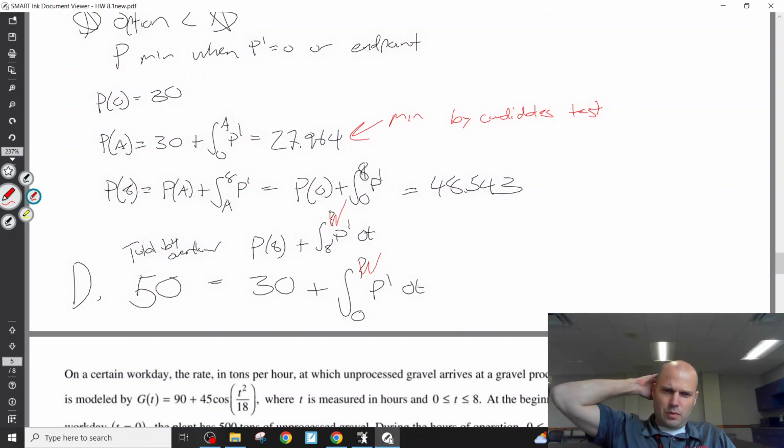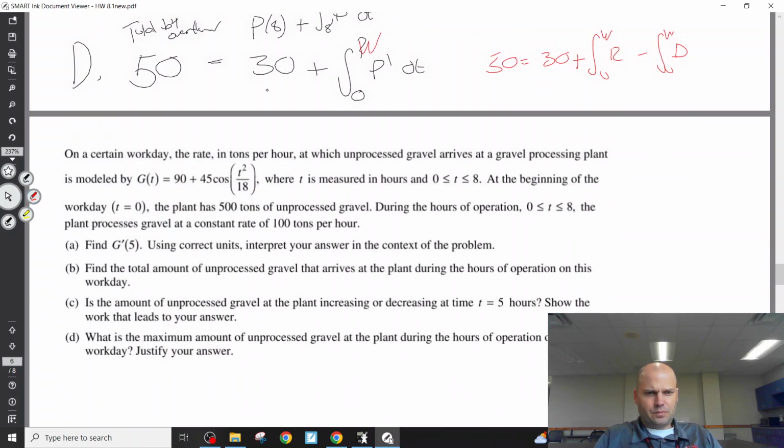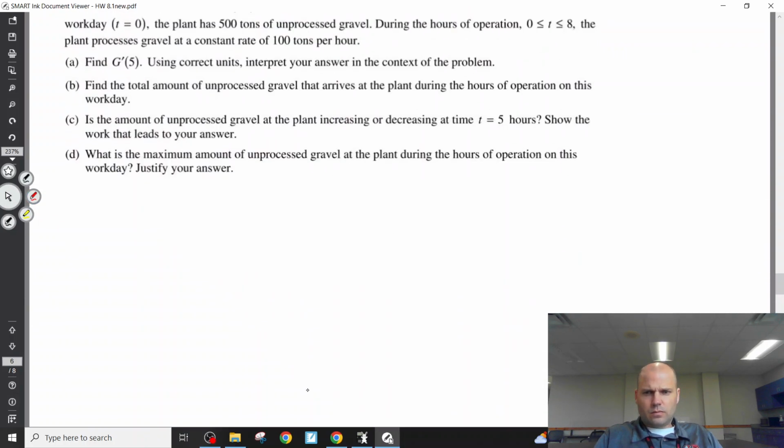There you go. W is where it can be placed. You could have also said 50 equals, and if you're more comfortable having it split up, 0 to W of R, that's going to be my total in, minus 0 to W of D, that's my total out. You could use that, or again, you could use 48.543 and then 8 to W. Okay? Next.